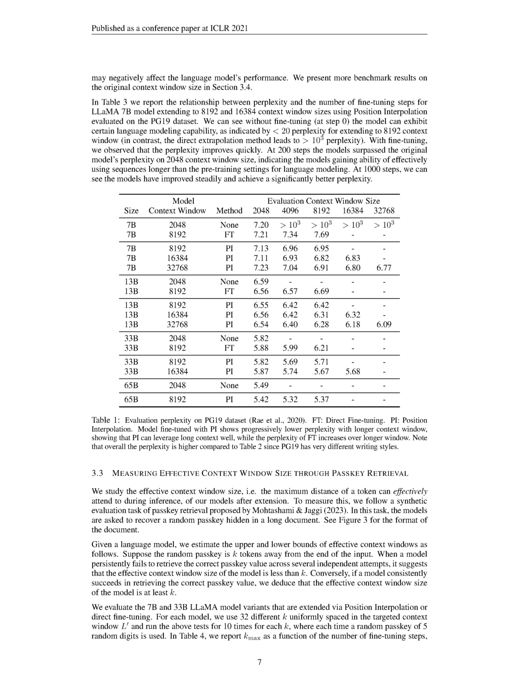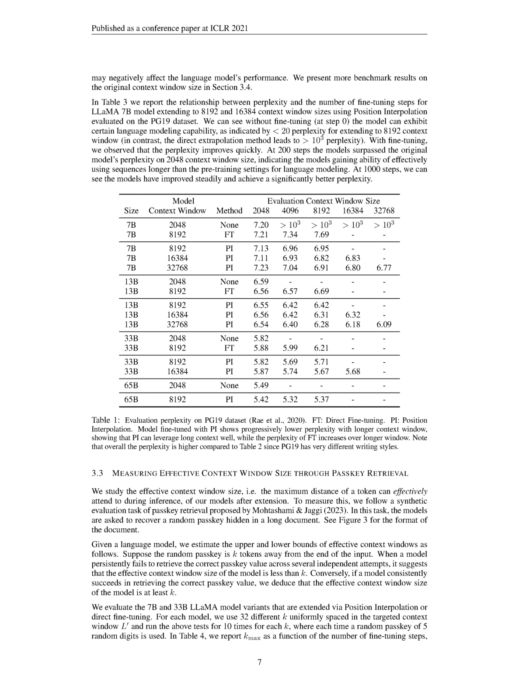We tested this on the 7B and 33B variants of the Llama model, which were extended either through position interpolation or direct fine-tuning. For each model, we used 32 different k values that were evenly distributed within the targeted context window. We ran this test 10 times for each k value, and for each trial, we used a random 5-digit Passkey. In our results, we reported the maximum k value, k_max, for which the model had a success rate of at least 20% for all k values up to and including k_max.